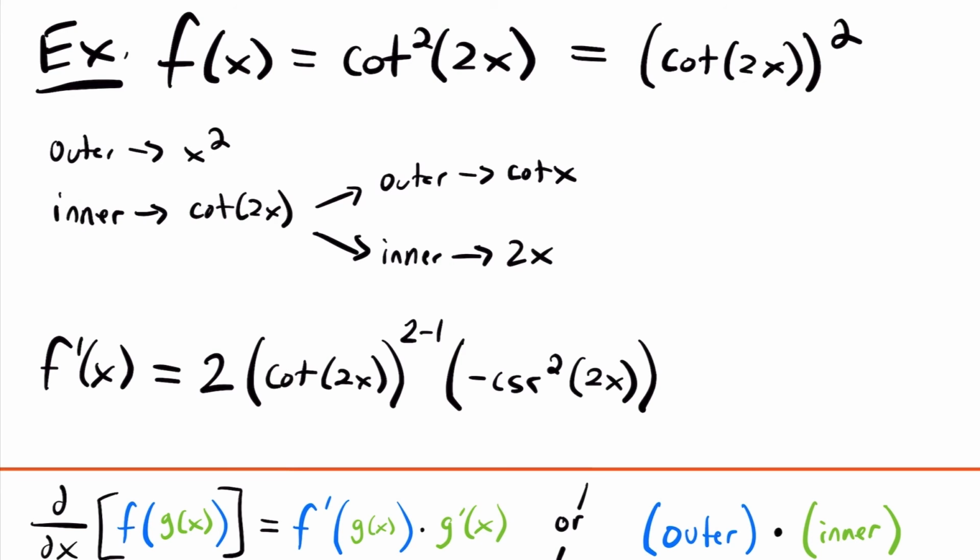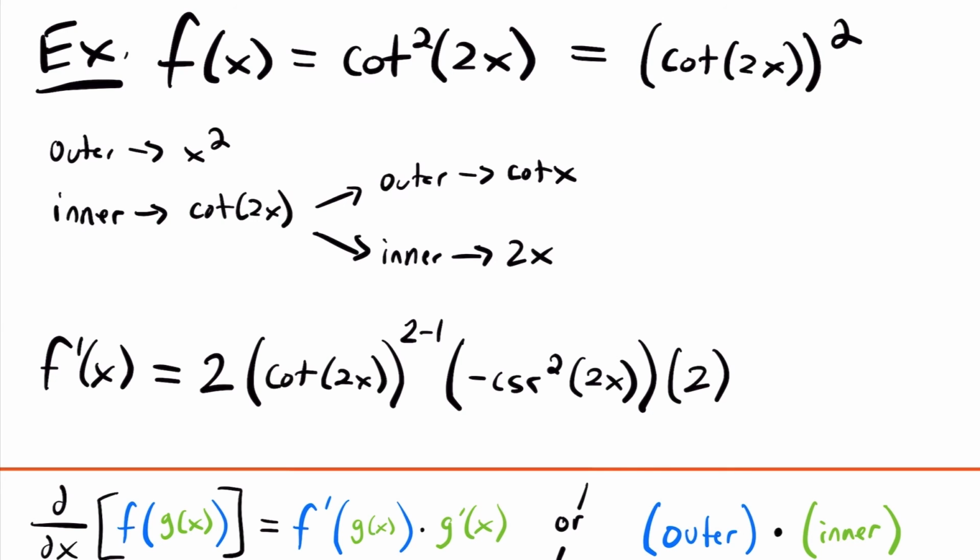Now we're still taking the derivative of this inside function. We took the derivative of our outer function, cotangent x, and now we want to take the derivative of our inner function, 2x, which is just going to be 2. And so now we're done.